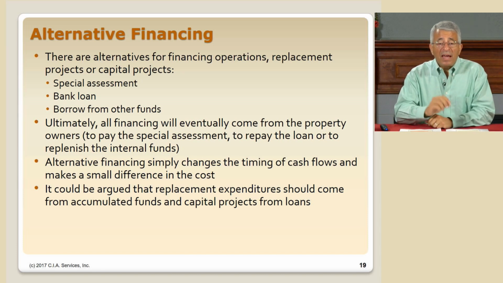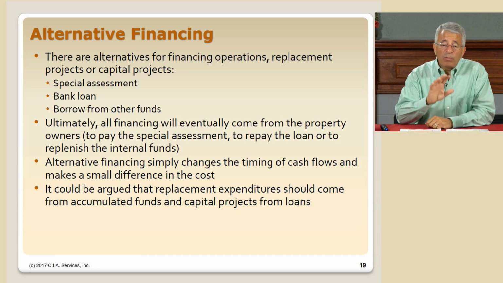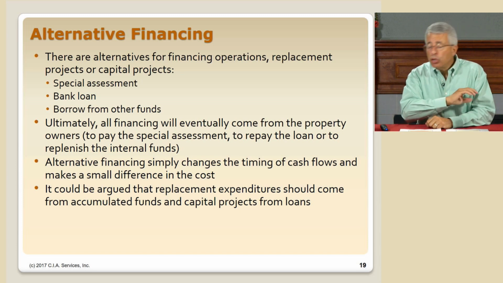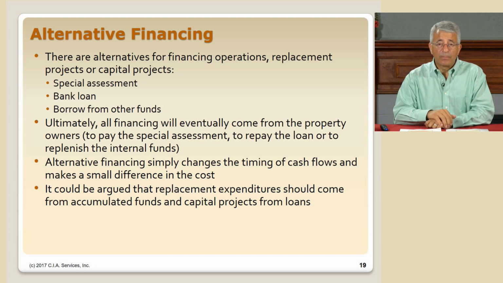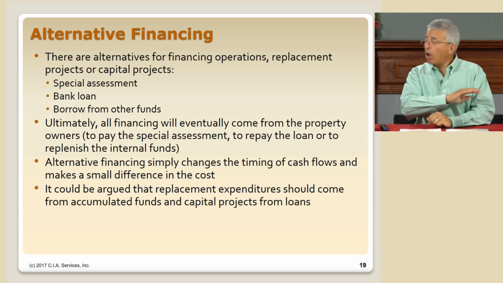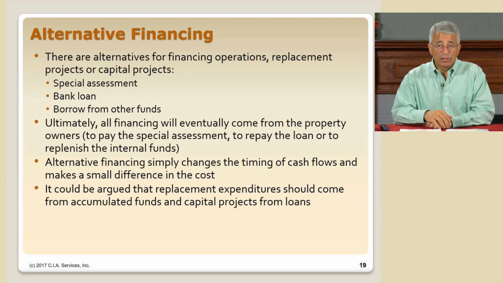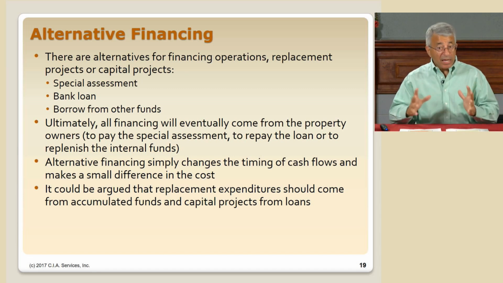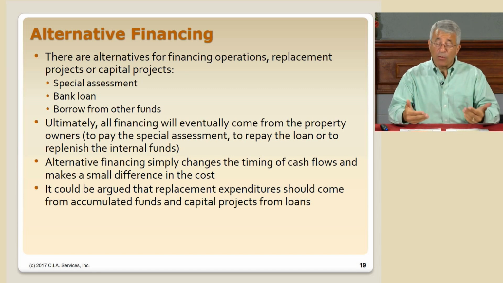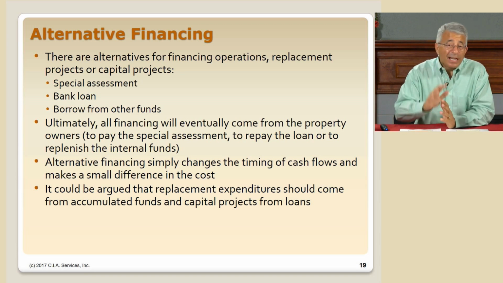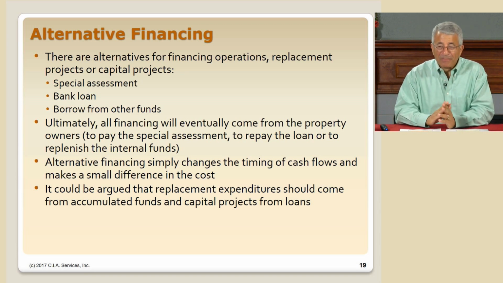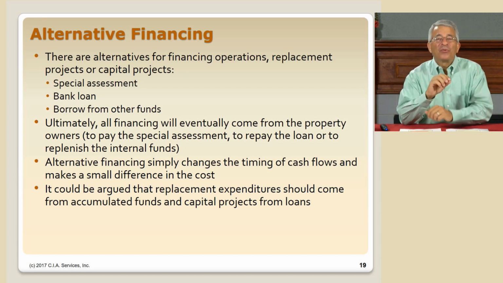But you could make a theoretical argument that replacement expenditures should always come from accumulated funds, and capital projects should always come from bank loans. Now I'm saying it strongly because in theory that is totally correct. I'll give you just one second to think about it. Okay, you've thought about it. Here's the reason why.